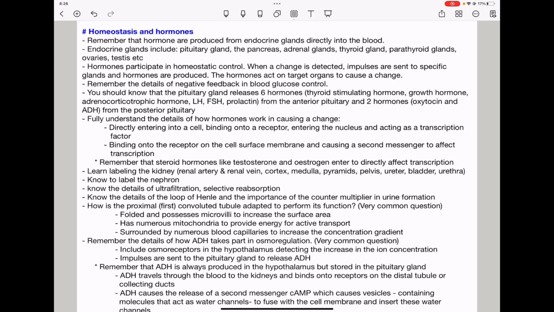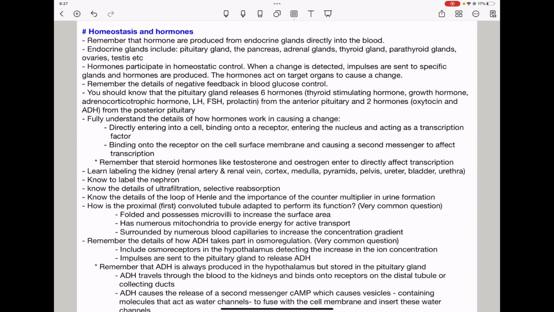Moving on to homeostasis and hormones, you need to remember that hormones are produced from endocrine glands directly into the blood, and the endocrine glands include the pituitary gland, the pancreas, adrenal glands, thyroid glands, parathyroid glands, ovaries, testes, and so on. You need to know that hormones participate in homeostatic control, and when a change is detected, the impulses are going to be sent to specific glands and hormones will be produced.